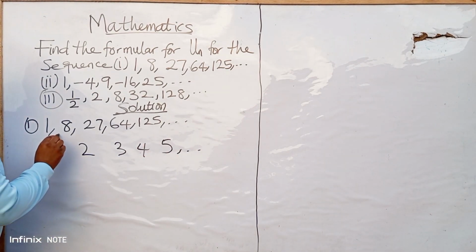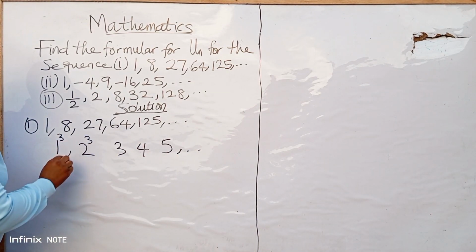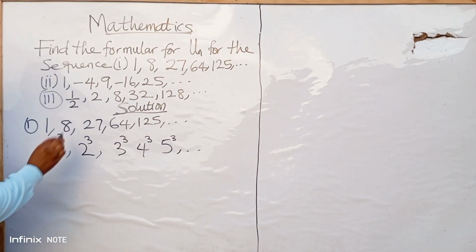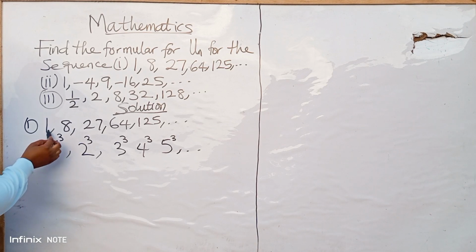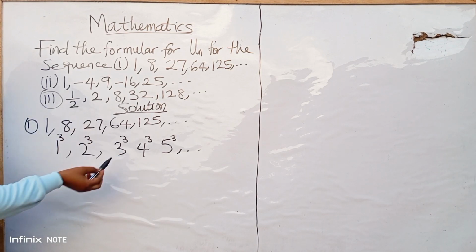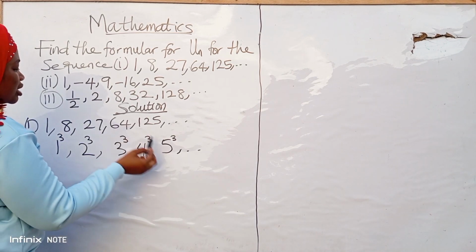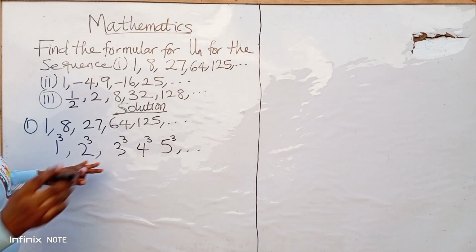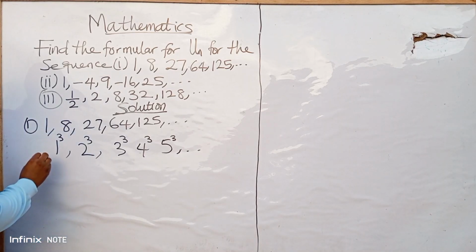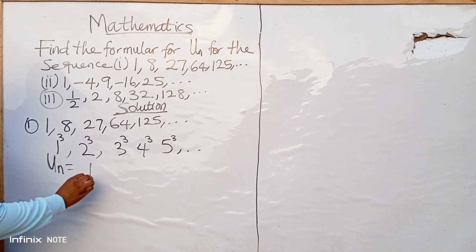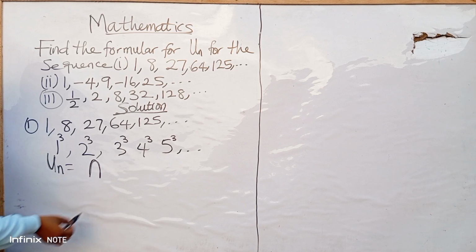If you cube them, raised to power 3, you get 1, this gives 8, 3 cubed gives 27, 4 cubed gives 64, 5 cubed gives 125. So how can we now generate a general formula for this sequence? Let's represent all these numbers by n, that is, natural numbers.